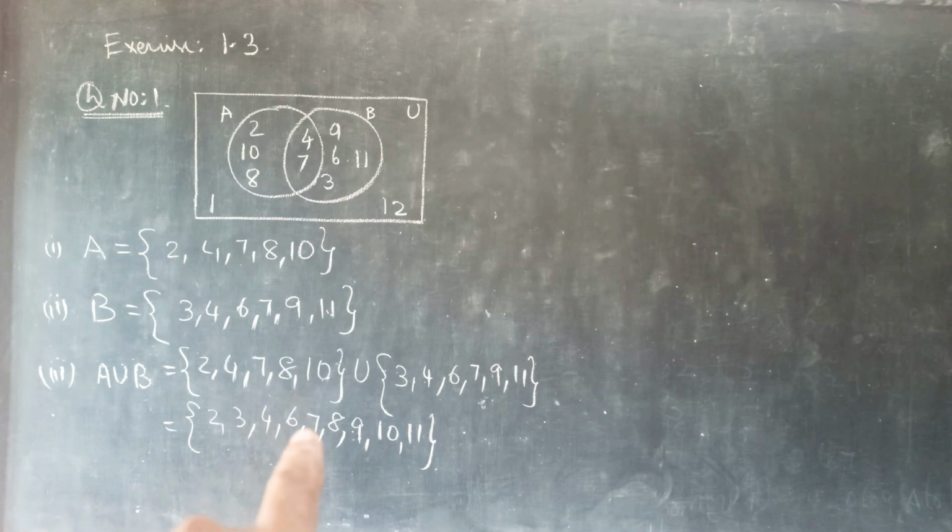8 is only once, we write it as it is. 9 is once, 10 is once, 11 is once. So all these elements are only one time. So union means whatever the elements that are written.